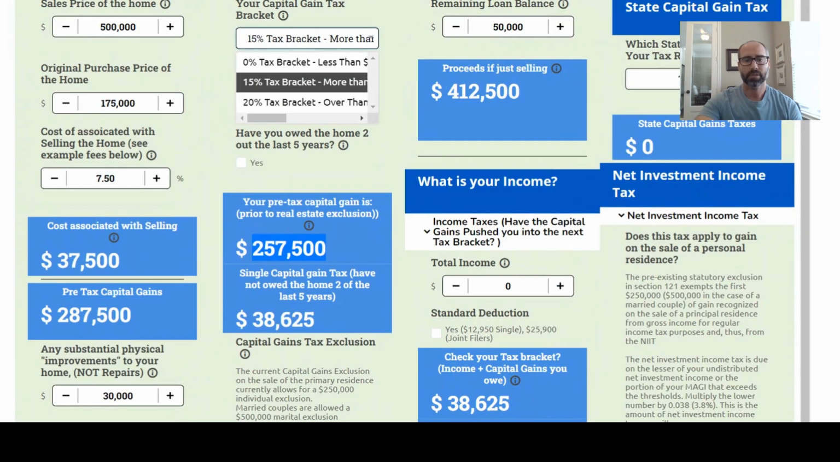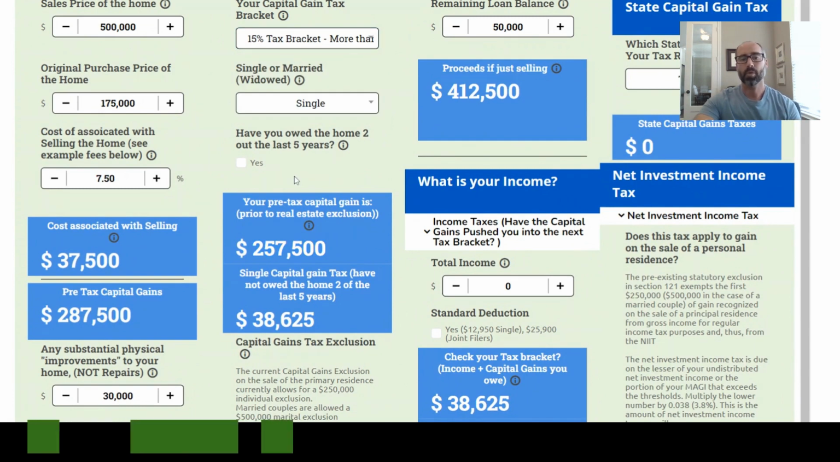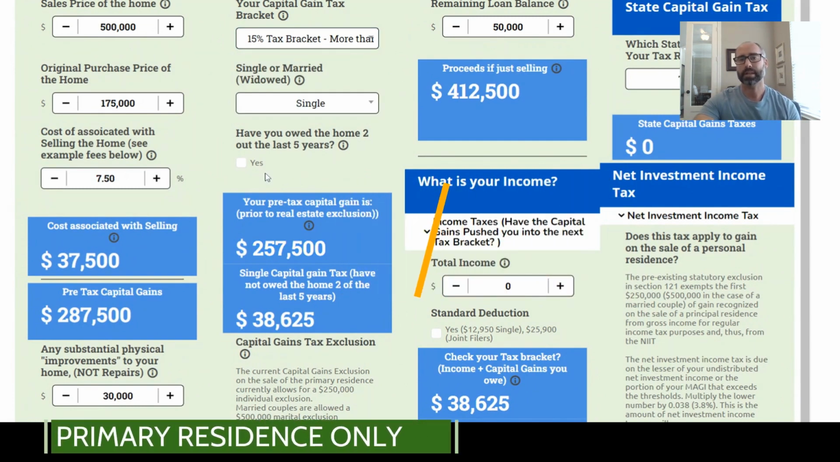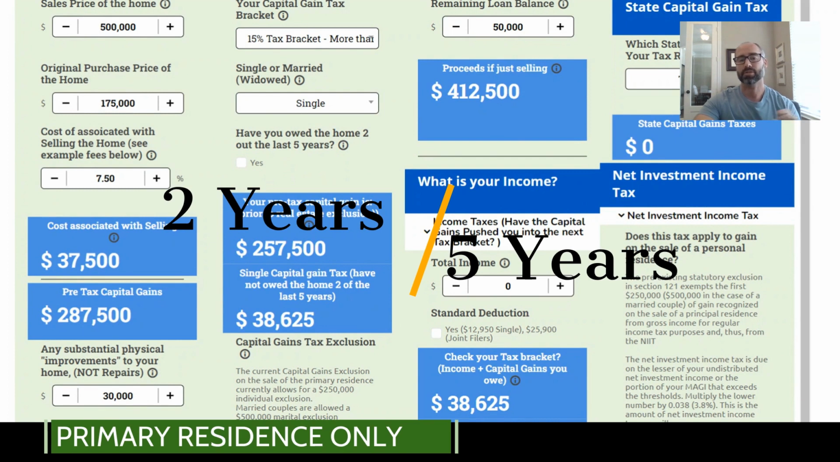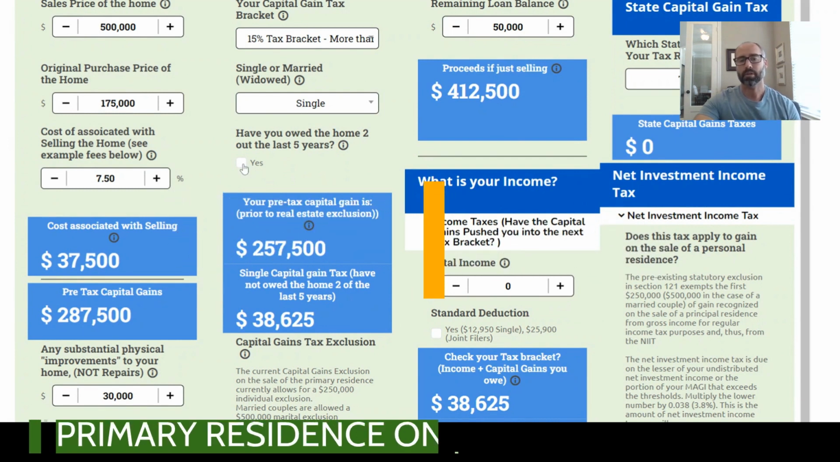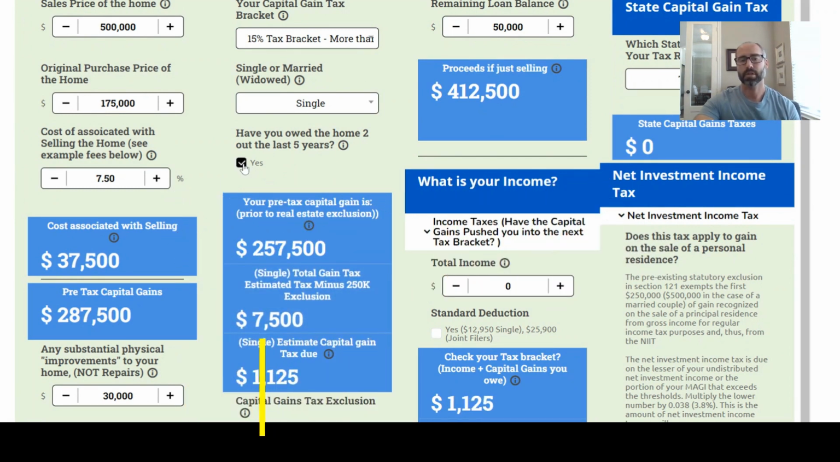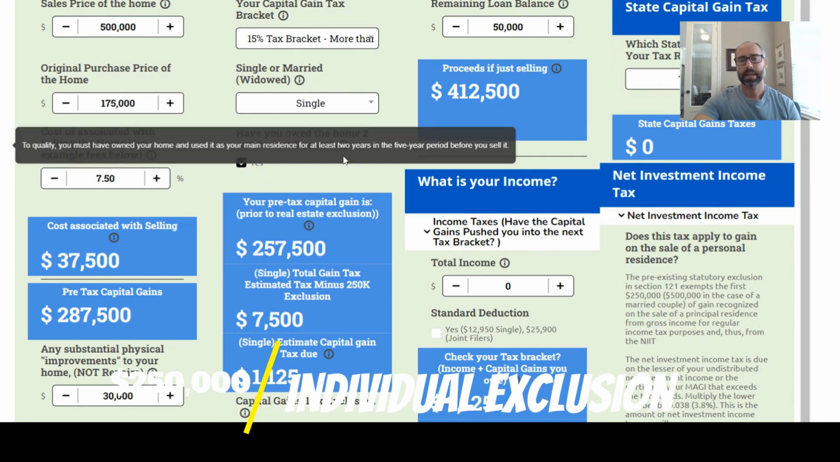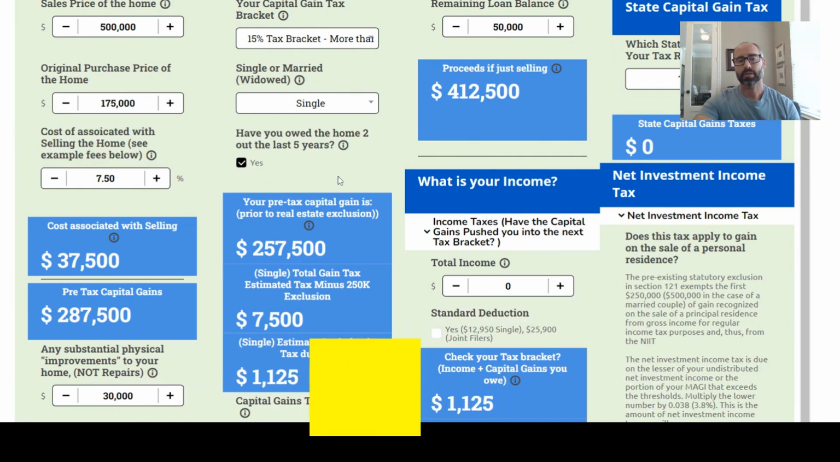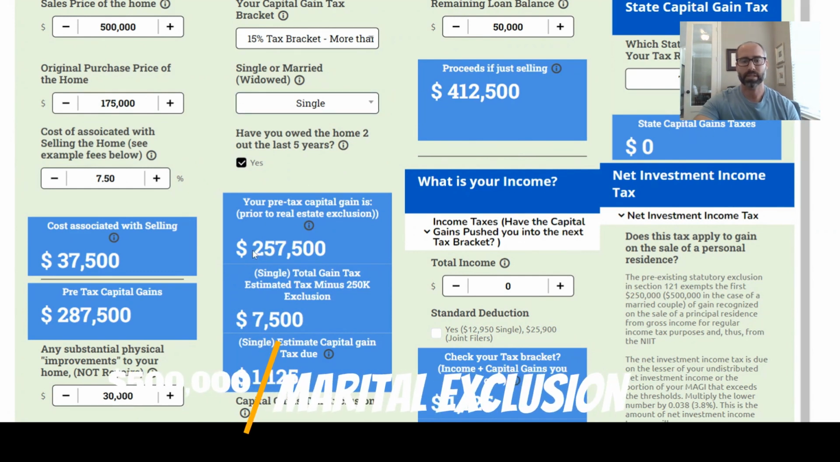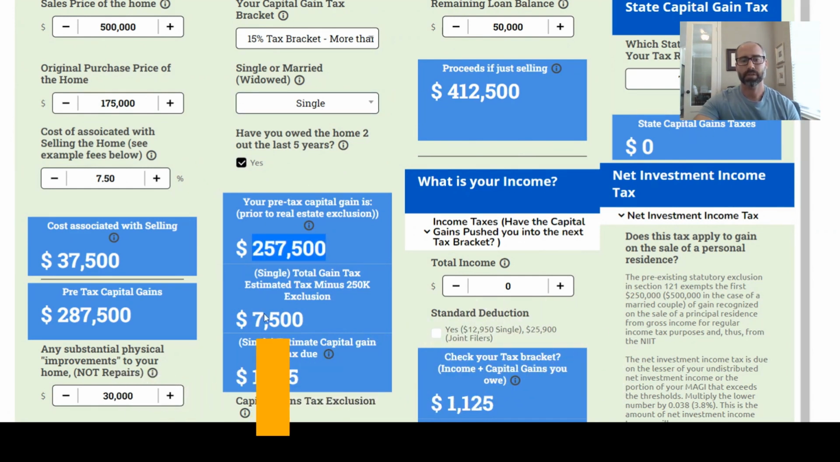So that's why I defaulted to. Now, the cool thing is if you owned a home and lived in it as your primary residence, you lived in it for 2 of the last 5 years, you get a $250,000 exclusion if you are single, and a $500,000 exclusion if you're married. So if you're married, we can see right away we're left at a single.